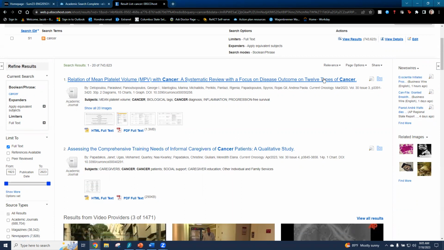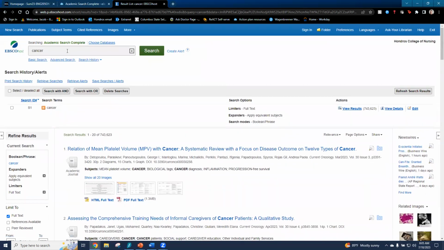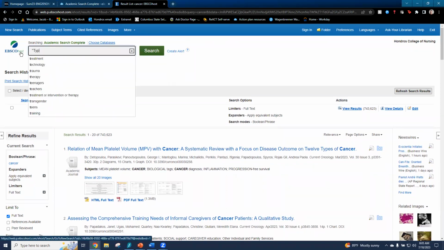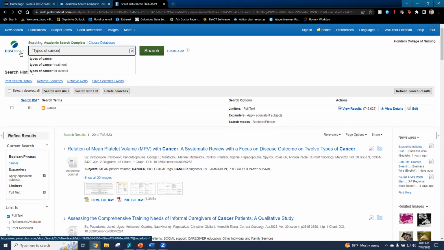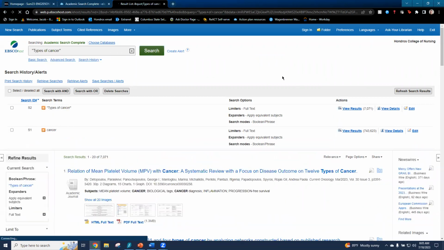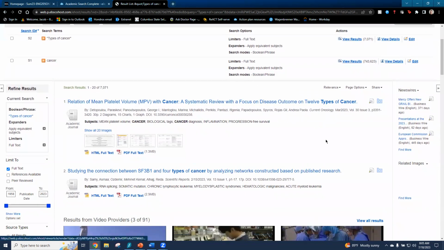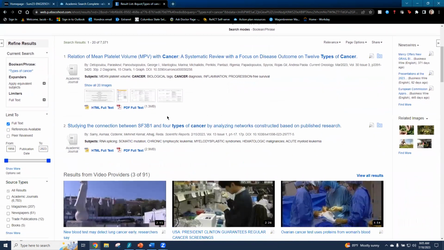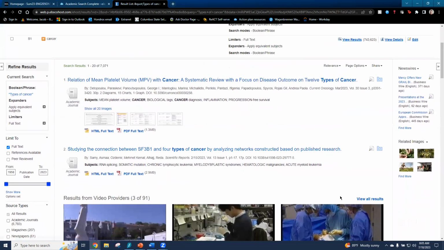So for instance, our first result says types of cancer. So maybe that's something that I want to put in. If I want to learn more about the types of cancer, I would put that in and put it in quotes. And then all of my search results are going to include that phrase. So here we have types of cancer, types of cancer, types of cancer.